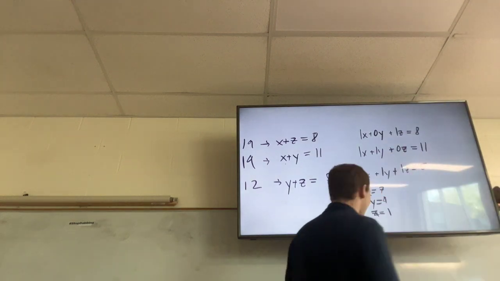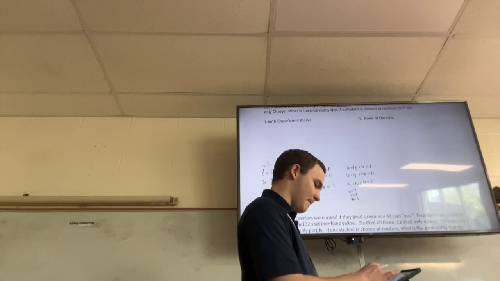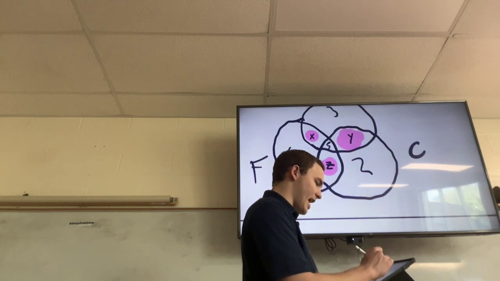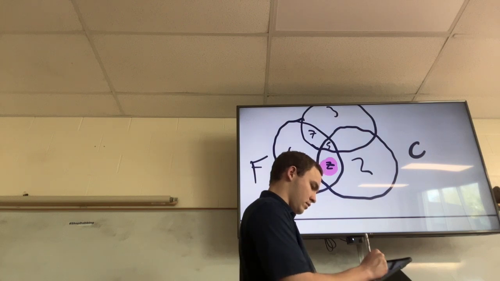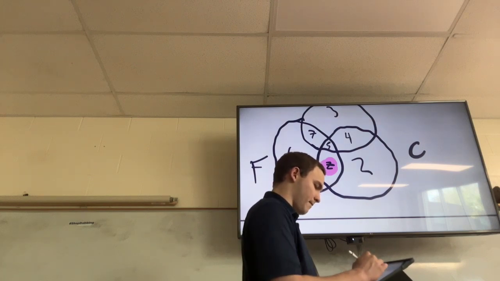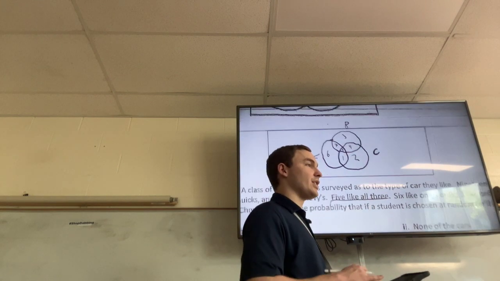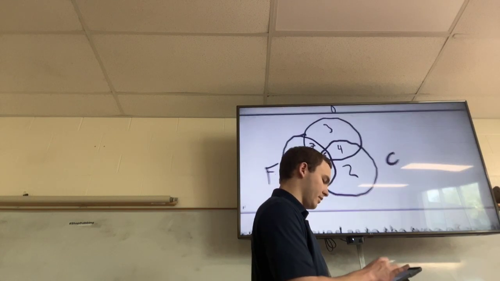Anyway, then we can fill in the rest of this Venn diagram. X is 7, so we can replace that X right there with a 7. Y is 4, and Z is 1. There you go. At this point, it's really easy to answer all the problems. So, how many like both Chevys and Buicks?